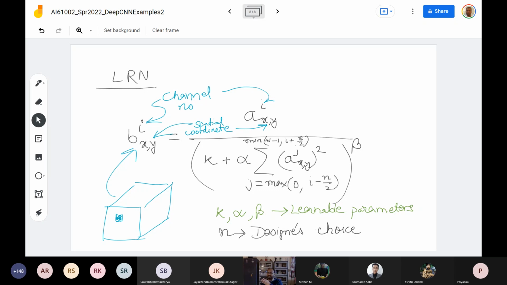However, local response normalization being a fractional and exponential computation, it's very computationally expensive and not something which is very well liked by the community as such.